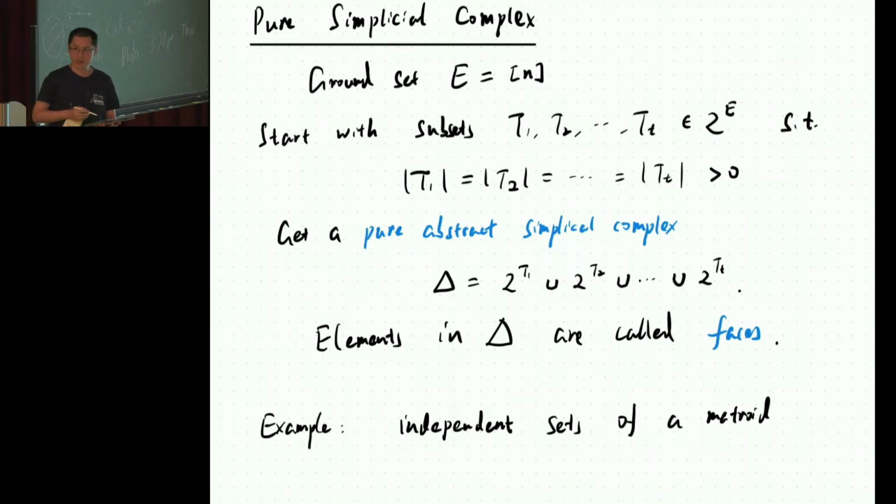For example, you can consider you start with a matroid, then you take all the independent sets. Then these things will just be bases. Since I'm studying graphs, I'm using the letter T.